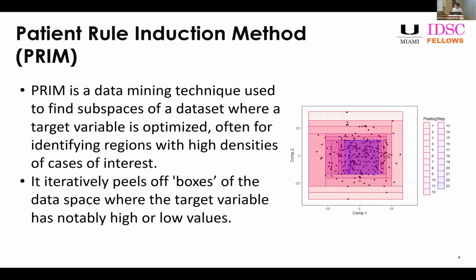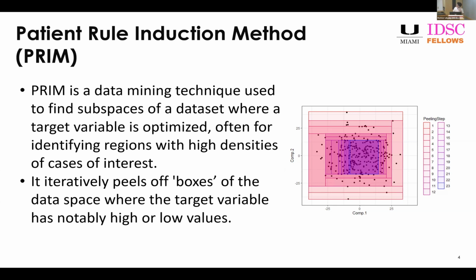And the second important component of my algorithm is PRIM, the patient rule induction method. PRIM is a data mining technique used to find subspaces of a data set where a target variable is optimized. Often for identifying regions with high densities of cases of interest. Here, we actually use this for density detection. In some contexts, we usually call it mode hunting or bump hunting.